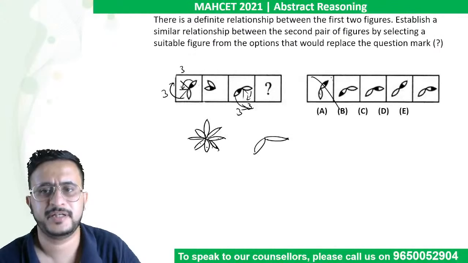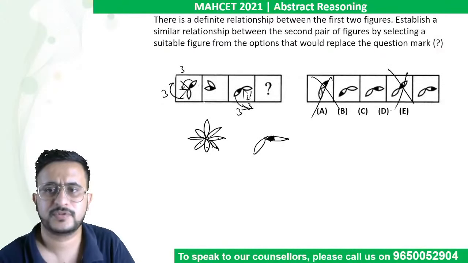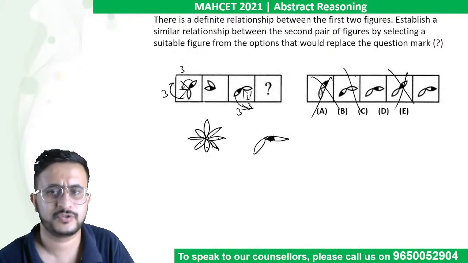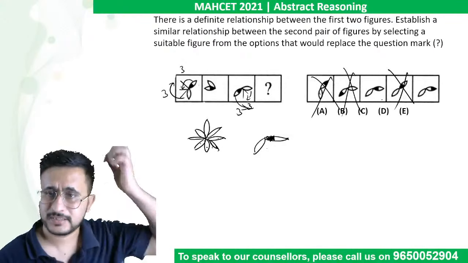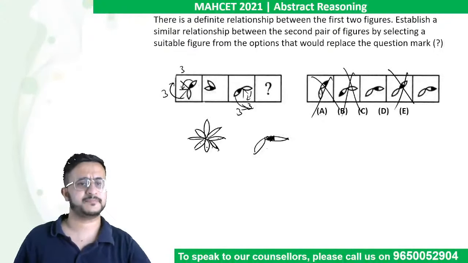Okay, so we will eliminate these options. So this is the plain one and this is the shaded one, right? This is plain, this is shaded. So now this shaded is wrong. This should be the plain one. Now among C and E, which one will you choose? Will you choose C? Will you choose E?